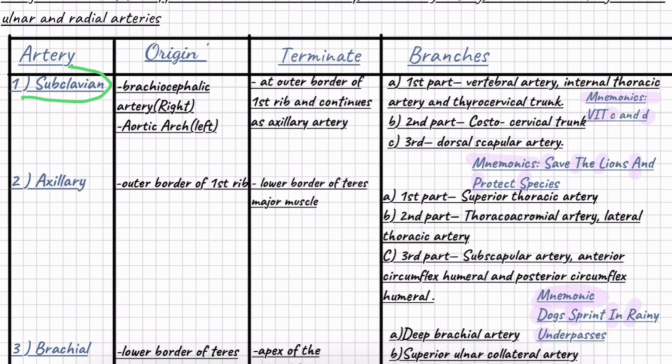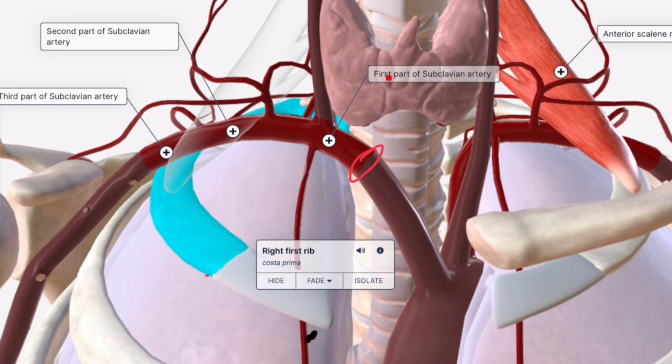First, subclavian artery. The left subclavian artery originates from the aortic arch, and the right subclavian artery originates from the brachiocephalic trunk. From their origin, the left and right subclavian arteries arch superolaterally and course toward the axillary region and terminate at the outer border of the first rib and continue as the axillary artery.